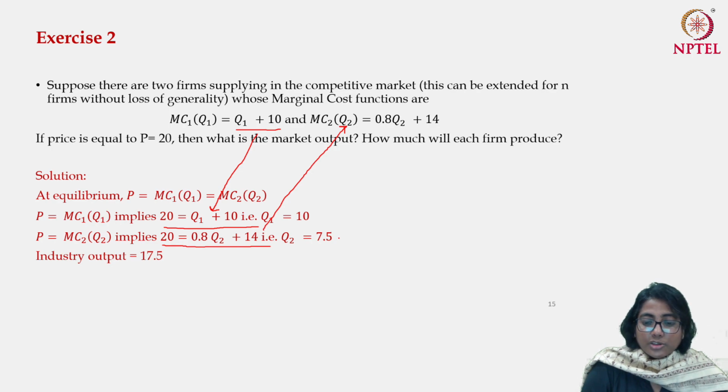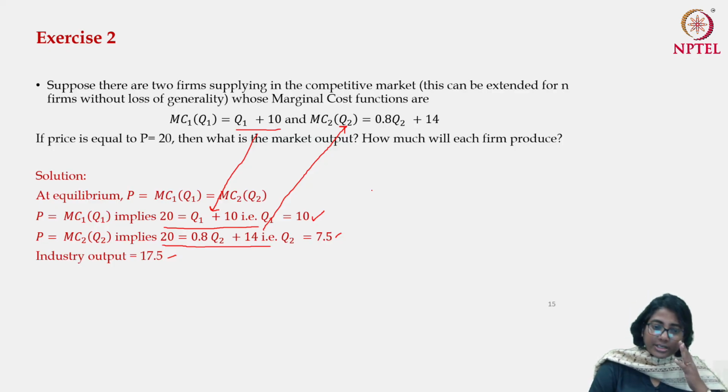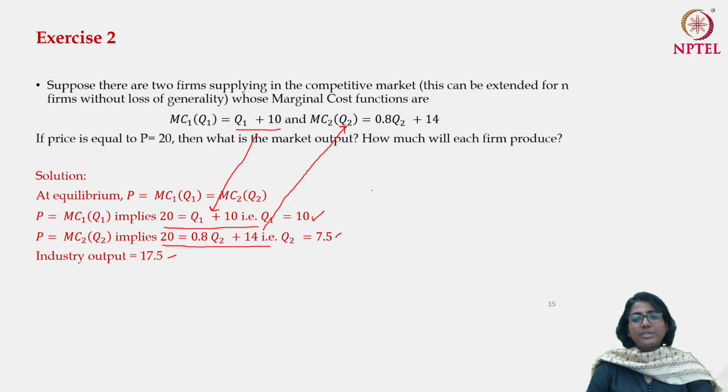So what is the total industry output? The industry output is 10 plus 7.5, so the industry output is 17.5. The market price remains 20, and this is the distribution of production among both farms. This is how the market share of each farm can be determined in a perfectly competitive market. This is just for the sake of completeness. We are really not going to use this kind of exercise in the energy market, but it helps to understand the mechanism of a perfectly competitive market.